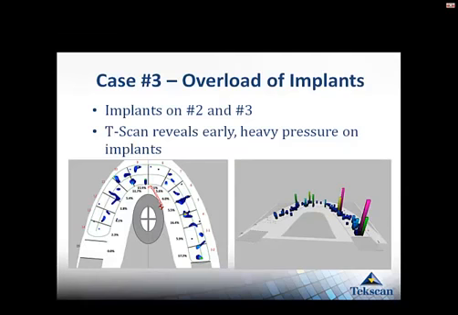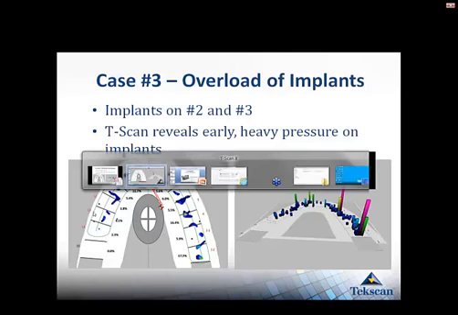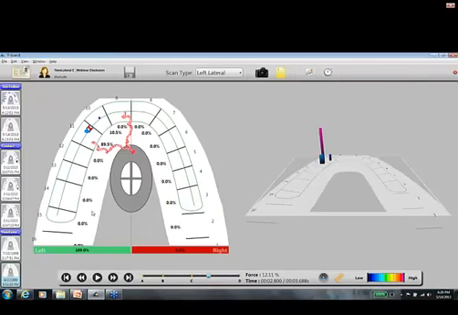The third case we're going to look at is the overload of implants, because T-scan isn't necessarily something that has to be used if you're doing a full equilibration all the time. Even if you just want to do a quick check on your implants to make sure that they're not overloaded, what we can do with T-scan is make sure that the implants load later than everything else and load with less pressure. So let's take a look at this case.